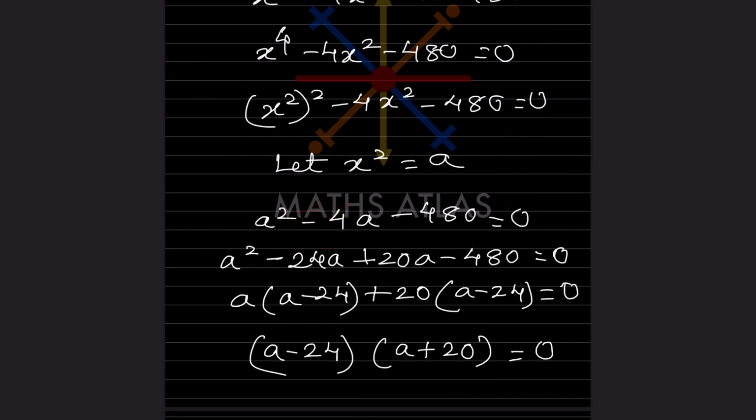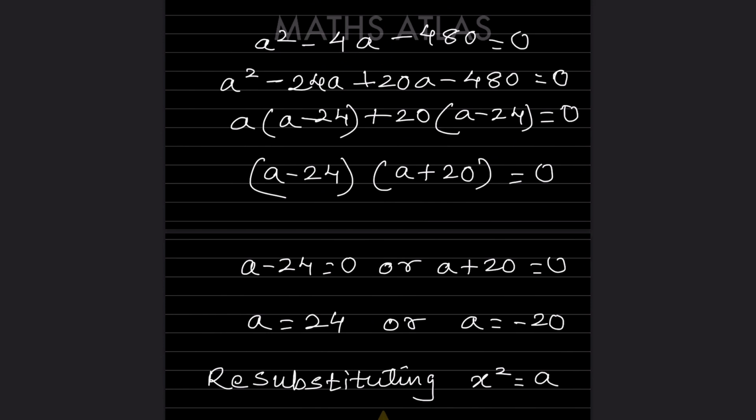So what will you write here? A square as it is, minus 24a plus 20a, and minus 480 as it is. Hope you got it, because when you multiply these you get 480. Now make two groups. In the first group, a is common, and what remains is a minus 24. In the second group, plus 20, and what remains is a minus 24. Both brackets are the same, so a minus 24 is 0, or a plus 20 is 0.